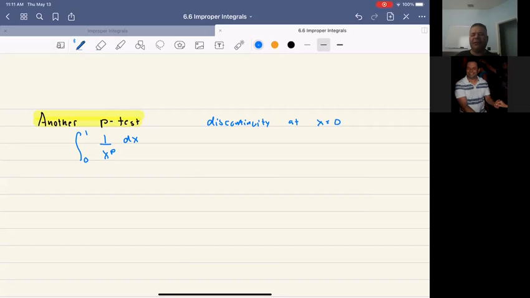Okay, now again, let's look at first what happens when p equals 1, because that's a special case. So again, now what we're going to do, we're going to take the limit as t goes to 0. We could put a plus there from the right. We don't really need it because it'll be sort of understood by writing the integral t to 1. Okay, but it doesn't hurt to put it there.